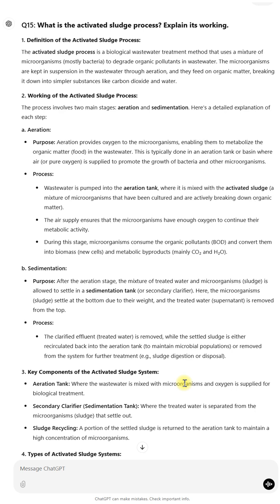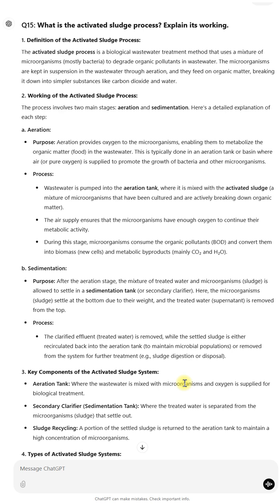B. Sedimentation. Purpose. After the aeration stage, the mixture of treated water and microorganisms sludge is allowed to settle in a sedimentation tank, or secondary clarifier. Here, the microorganisms sludge settle at the bottom due to their weight, and the treated water, supernatant, is removed from the top.